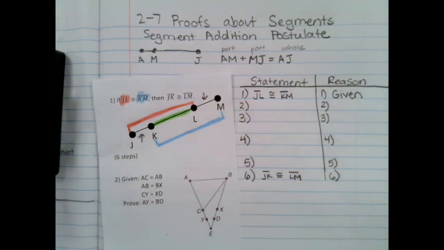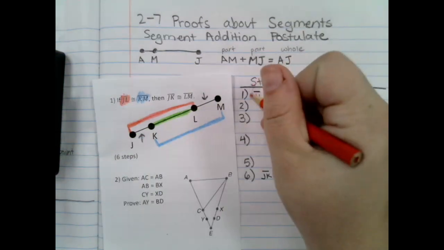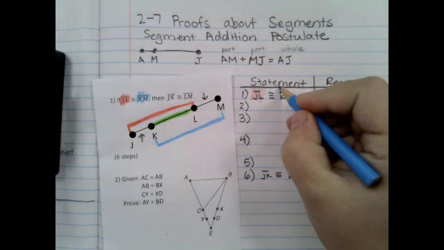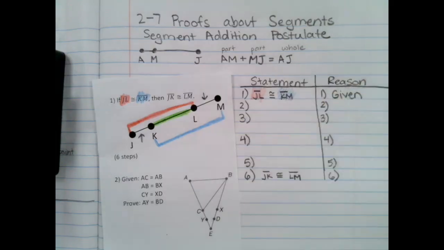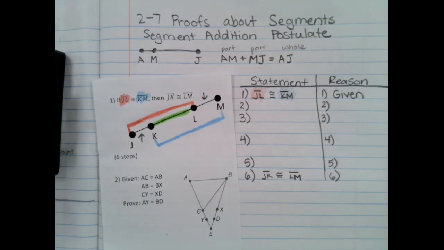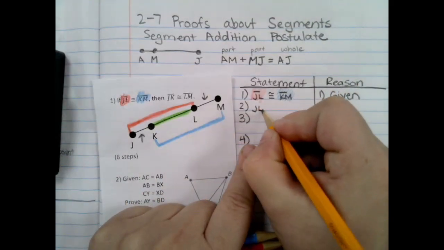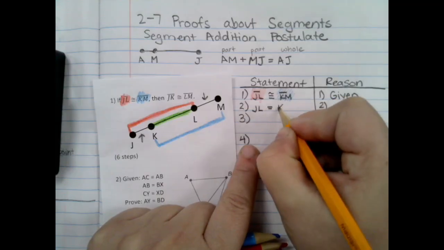So I have my JL is my red, and it's congruent to my blue, which is KM. All right, and we have to somehow connect that to number 2. So in step 1, we know they're congruent. What does congruent really mean? They're equal. So let's just write that. JL equals KM.